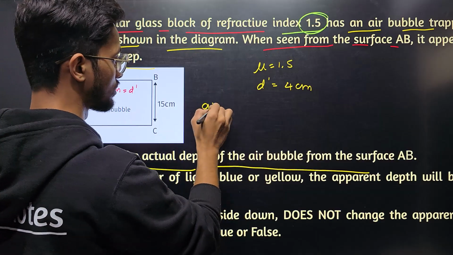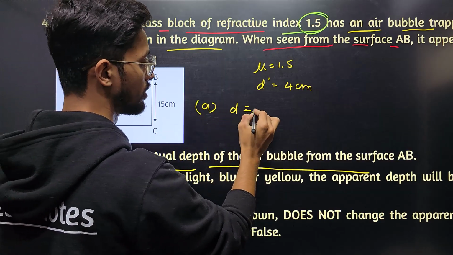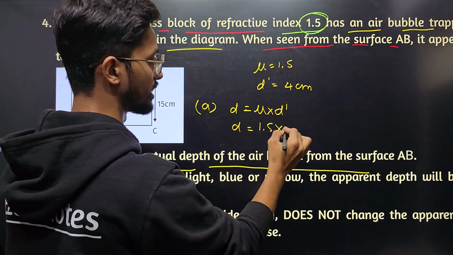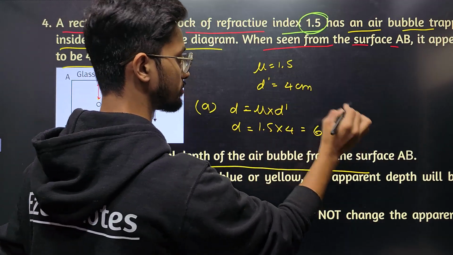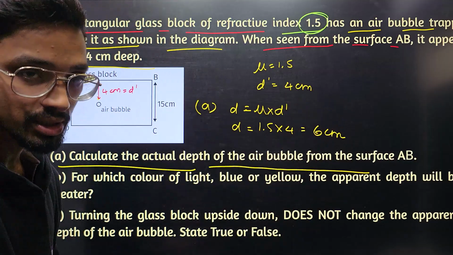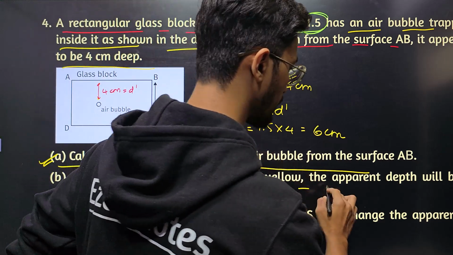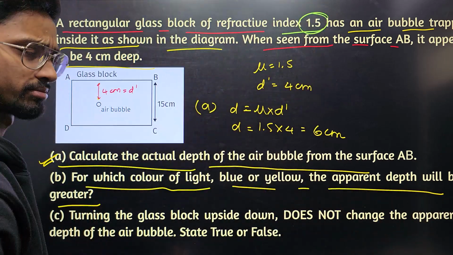So let's calculate for sub question A. D is equal to mu into D dash, right? Just now we did. So mu is 1.5, D dash is 4. That is nothing but 6 centimeter. Actual depth is 6 centimeter. Done. For which color of light, blue or yellow, the apparent depth will be greater?